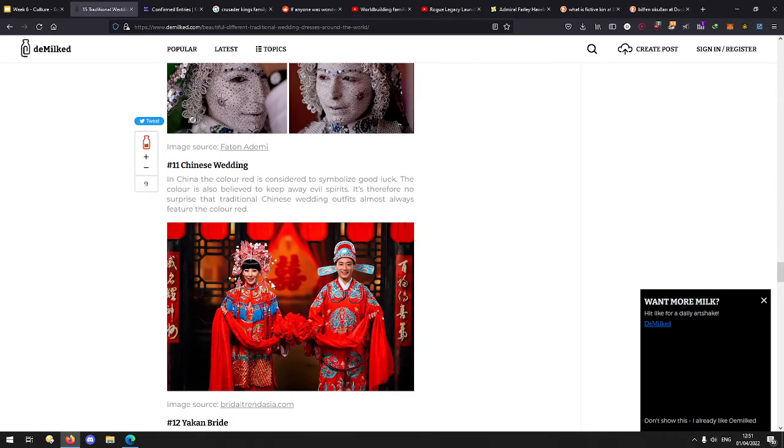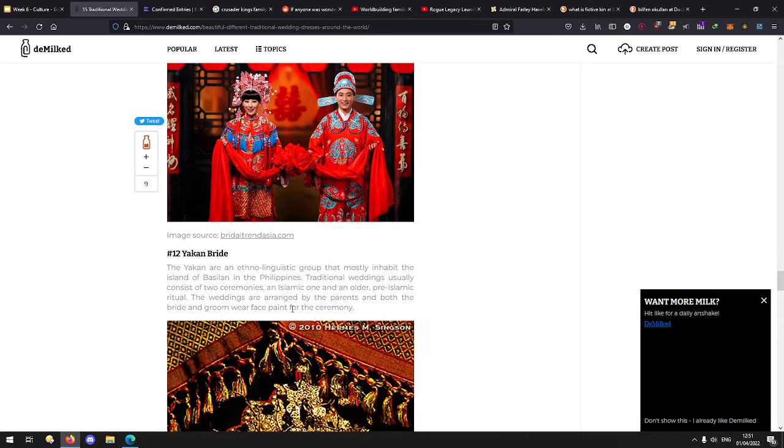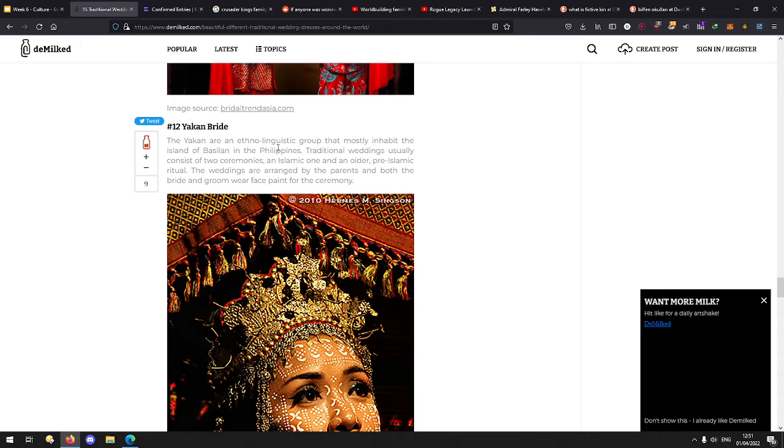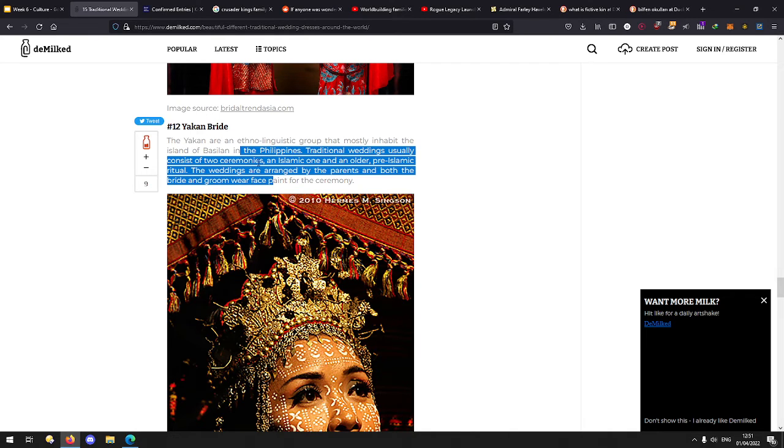And this is a Chinese wedding, red again for the good luck, and they are very happy. This is a Yakan bride, again face painting. Traditional weddings usually consist of two ceremonies, an Islamic one and an older pre-Islamic ritual, for example. Interesting.